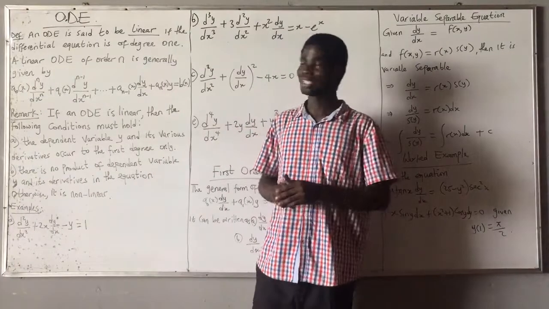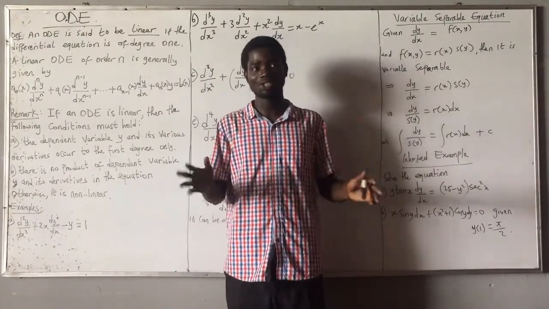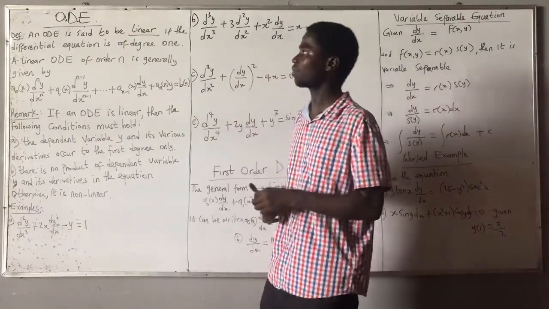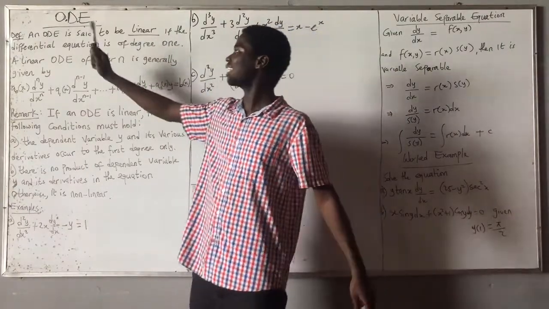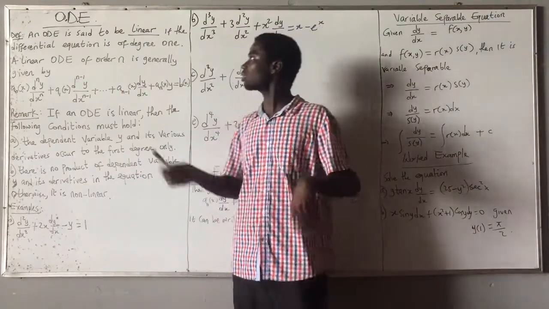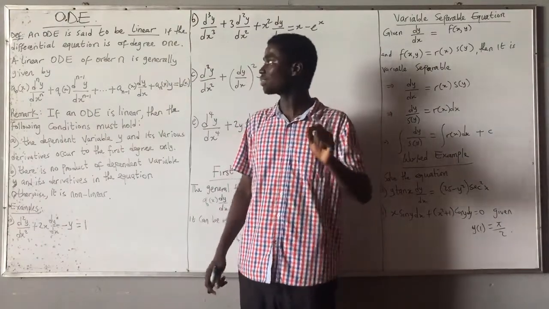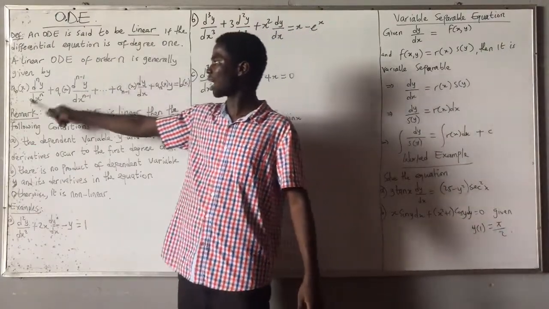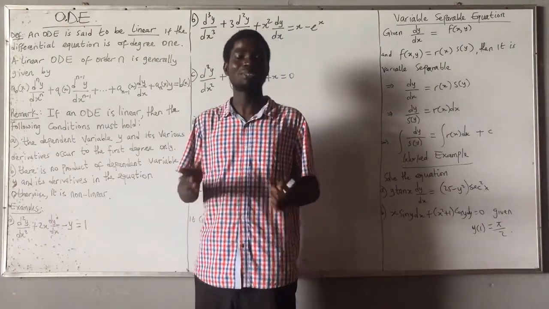So now let's continue. Let me quickly summarize the remaining part of the beginning of differential equations. Now, we have defined order and degree of a differential equation. An ordinary differential equation is said to be linear if it is of degree 1. That means if the degree is more than 1, it is no longer linear. A linear ordinary differential equation of order n is generally given by this. You know the meaning of order now, that is the highest number of times they differentiated.